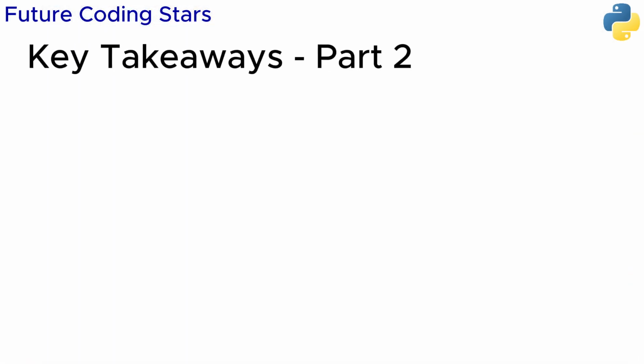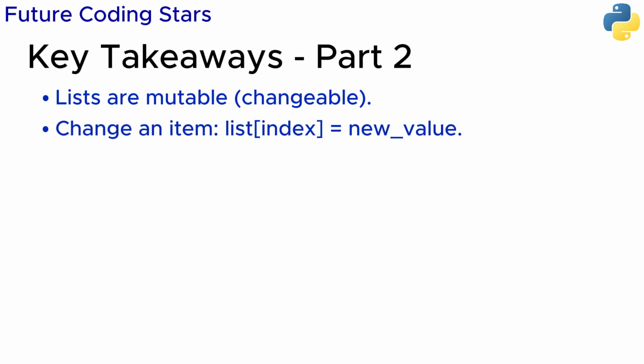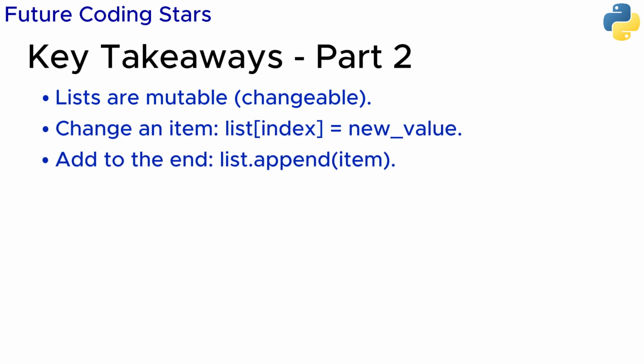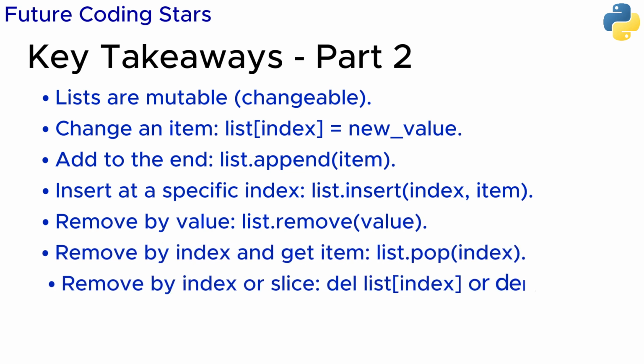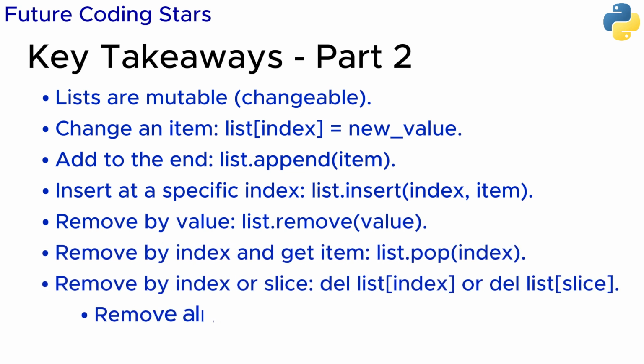Wow, we covered a lot of ways to change lists. We learned that because lists are mutable, you can change their contents. You now know how to change an item using its index, add items using append and insert, and remove items using remove, pop, and the del keyword, plus how to empty a list with clear. We also saw how to handle ValueError with remove and IndexError with pop.